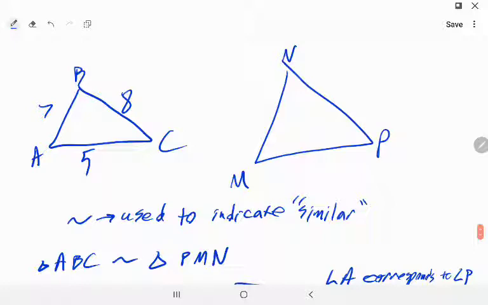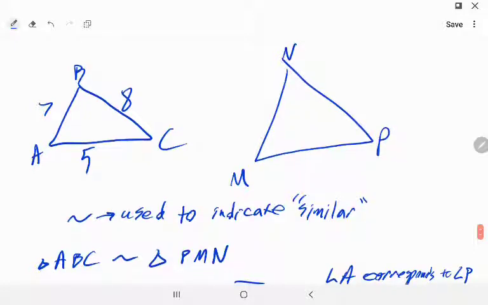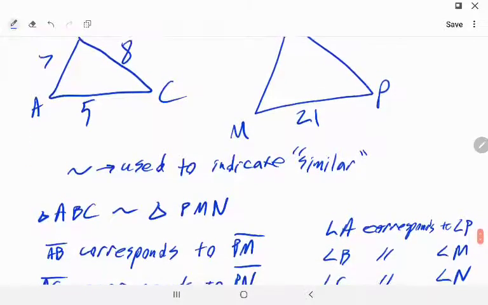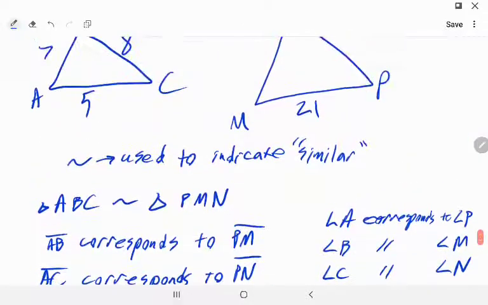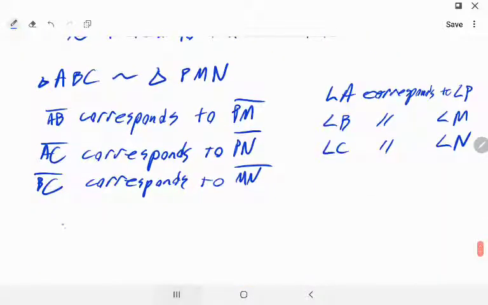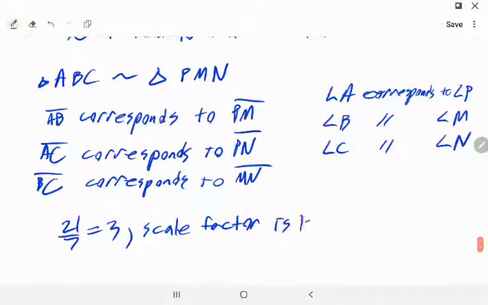Which side do we want? If we know that side PM is equal to 21, we notice we have to be careful not to compare side AC to side MP. If we're trying to work out what the scale factor is, we have to compare that side AB to the side PM. And so we can say 21 divided by 7 equals 3, and so our scale factor is k equals 3.